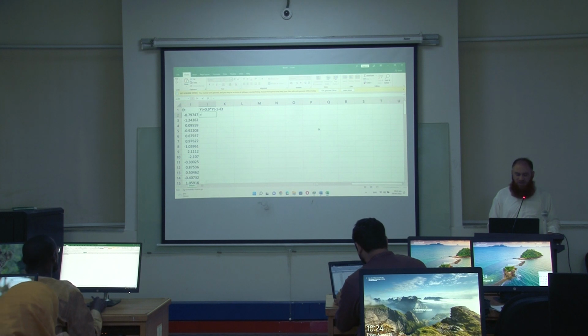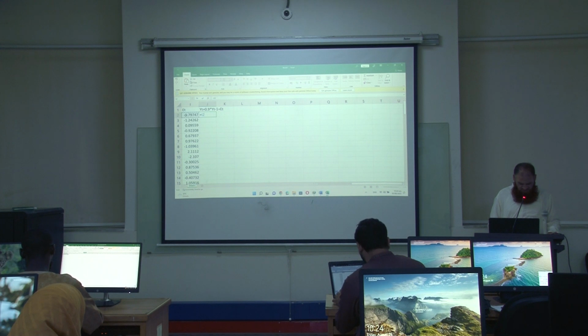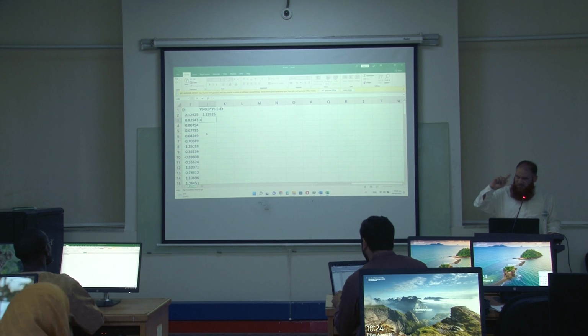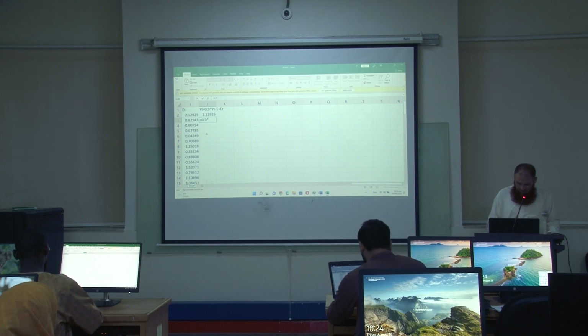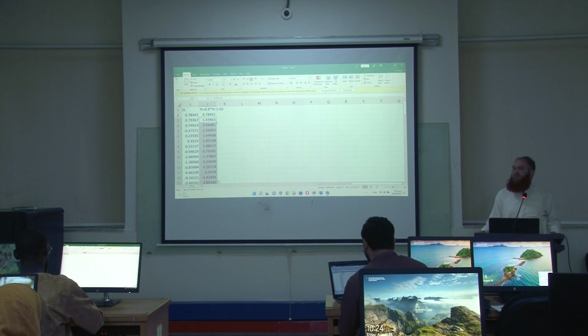The first observation can be copied directly. I am copying this A1, I2, and next. Now the next number is bound with the first. I am writing here equal to 0.9 multiplied by the first observation, which is J2, plus et. E is epsilon, and epsilon is coming from the column I. And now I am copying down this data to the end.